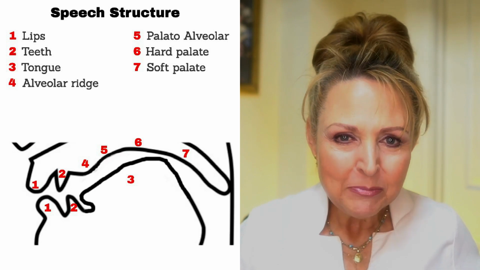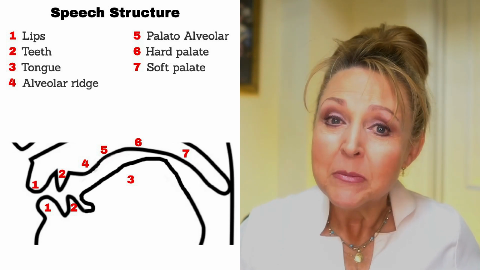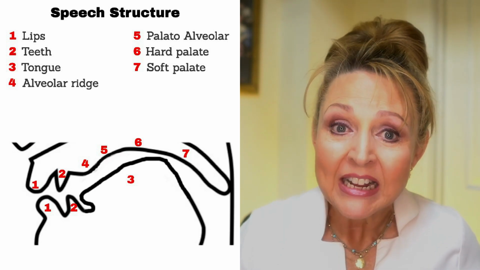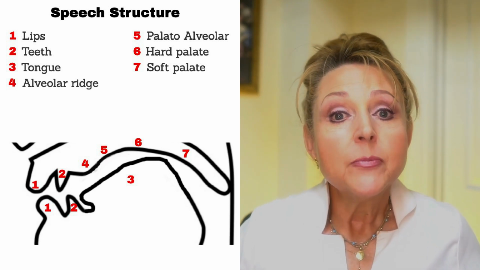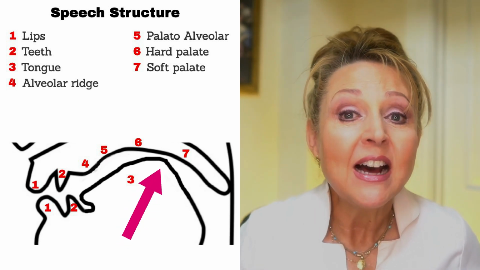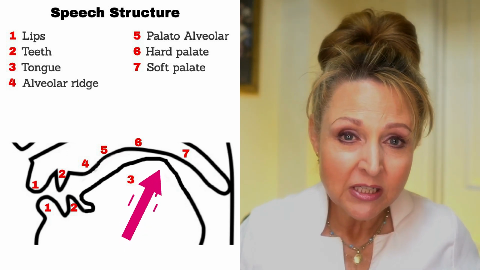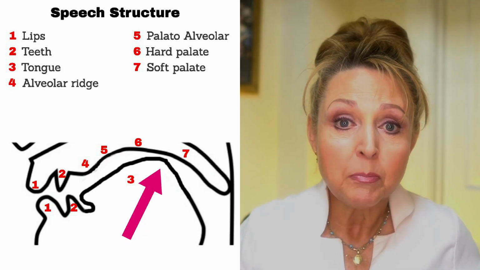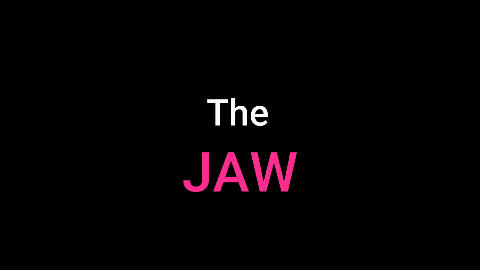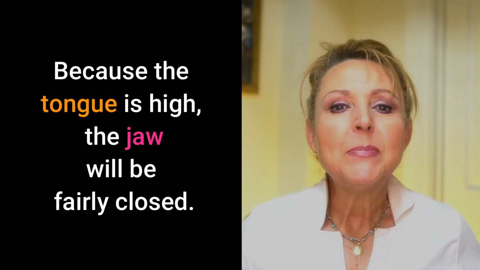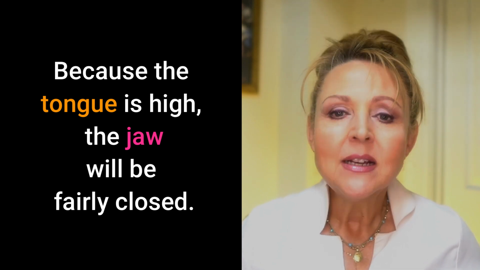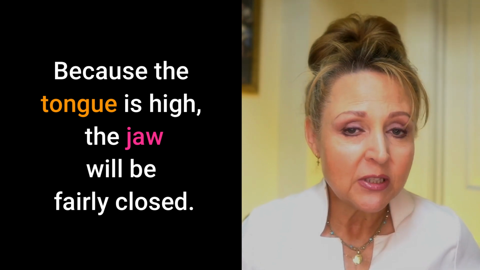Now, the tongue position is the most important thing to get the sound right. The position of the tongue is high. This means that you curve the back part of the tongue so that it's very close to the back of the roof of the mouth, but not touching. If it touches, it will block the sound. Now, the jaw. Because the tongue is high, the jaw will be fairly closed like this.